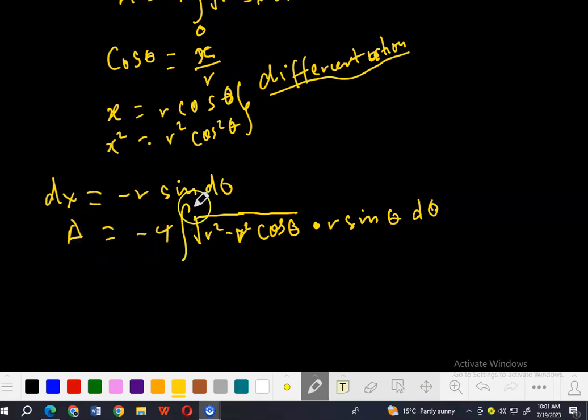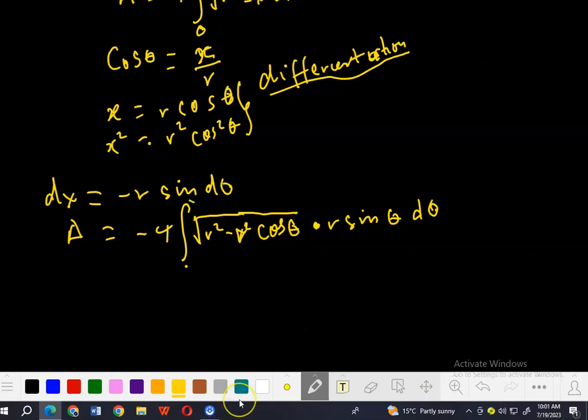The area for a circle, when we reach here, we have -4 times the integral of the root of r squared minus r squared cosine of theta multiplied by r sine theta d theta. So we want to look for the boundaries. The boundaries is what we need to put here. So we need something here and this side. So that is what we want to find now.